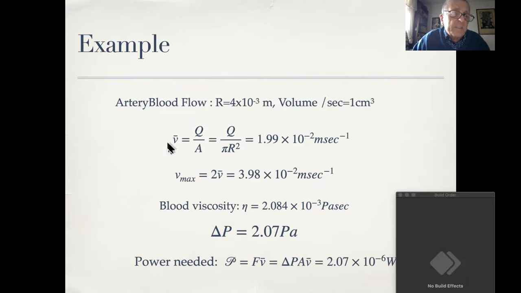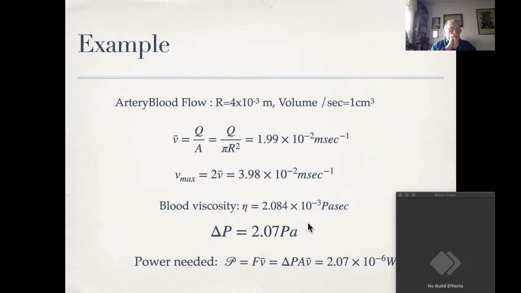Then the mean velocity is the mean flow over area. So it's essentially 2 × 10⁻² meters per second. And therefore the maximum velocity is twice that number. And since in my table, which I have shown you, I can read the viscosity, and basically there is no difference between the viscosity of an animal like a dog and humans, this is 2 × 10⁻³. So I can calculate the pressure difference from the Poiseuille law, and the pressure difference in the artery of a dog is about 2 pascals.